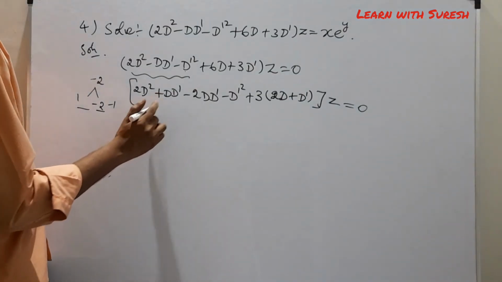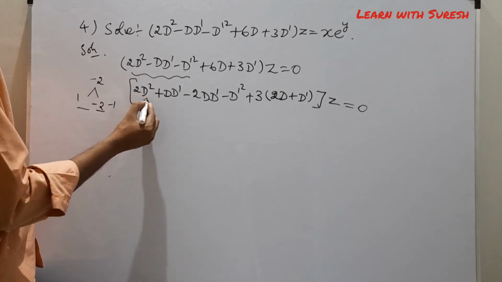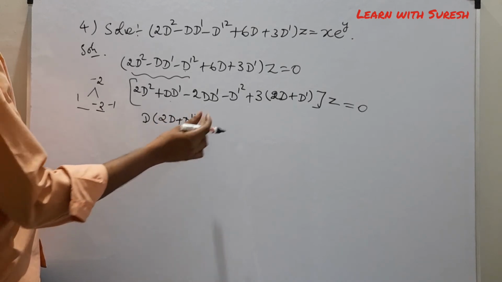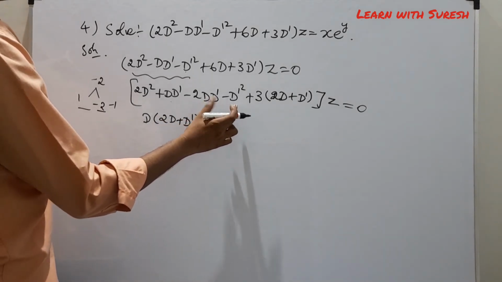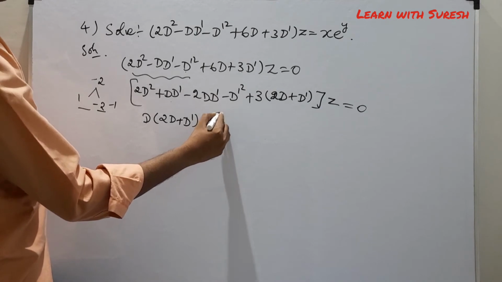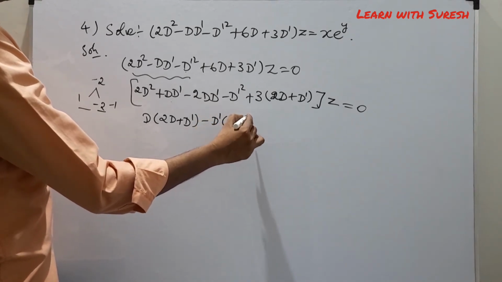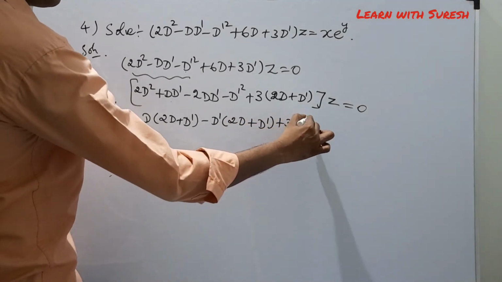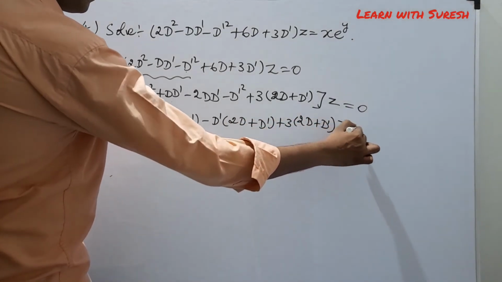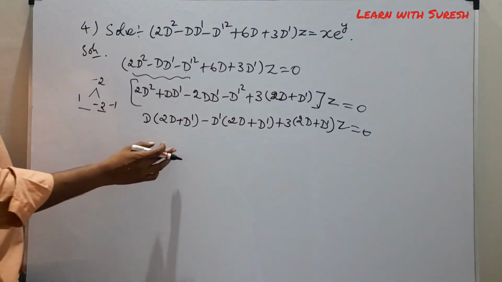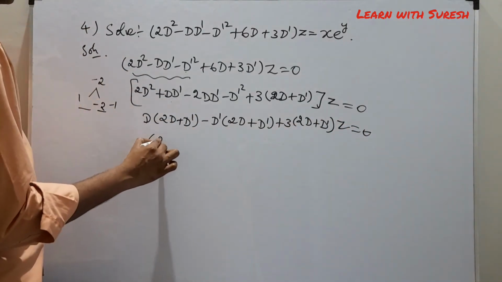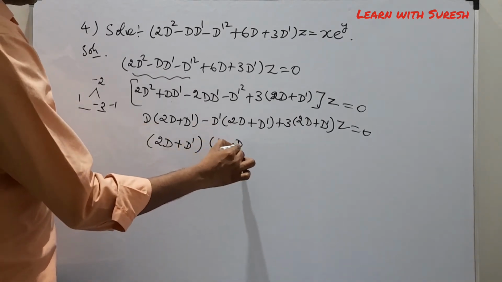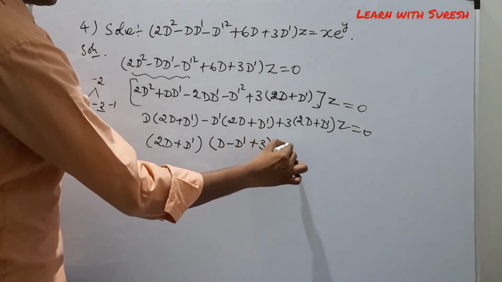Now take the common part in the first two terms, that is d, remaining 2d plus d dash. In these two terms, take the common part, minus d dash, get 2d plus d dash, plus 3 into 2d plus d dash. Now look at this, in all the three terms 2d plus d dash is common. Write the remaining terms, d minus d dash plus 3, into z equal to 0.